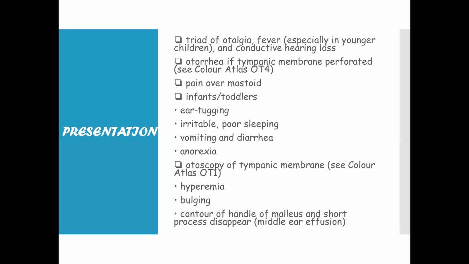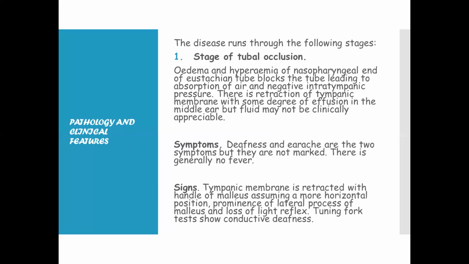Infants or toddlers may present with ear tugging, irritability, poor sleeping, vomiting and diarrhea, and anorexia. If you do otoscopy of the tympanic membrane, you might notice hyperemia and bulging, and the contour of the handle of malleus and short process disappear. This is more common in middle ear effusion.